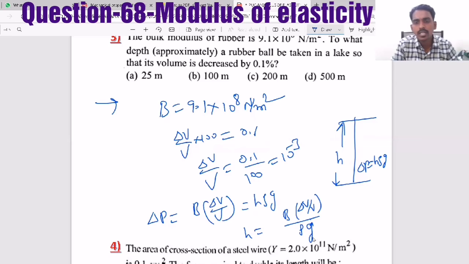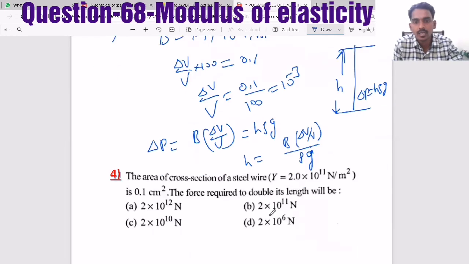You can understand. But here collecting the data is important and taking the proper formula is important, because 0.1 percent, how to take it, you should understand immediately and take it properly. So that you can realize that from the given data you can find volume strain.